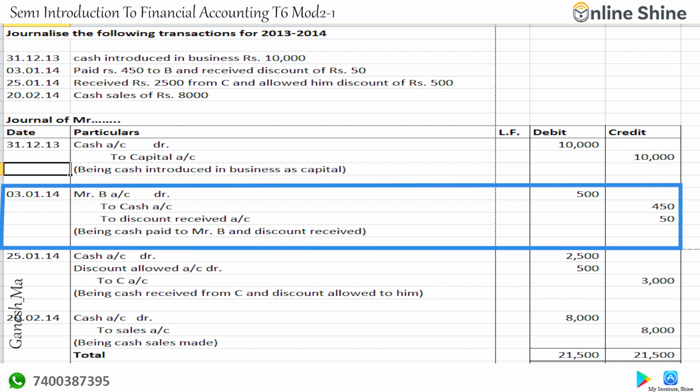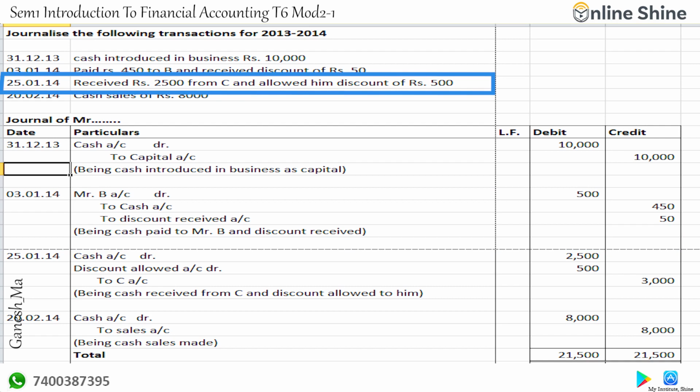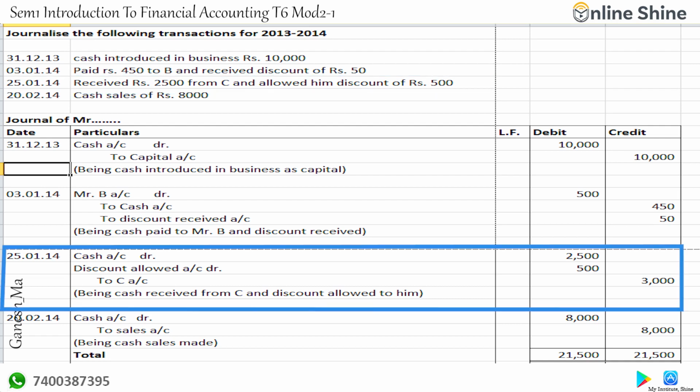See the third one again. Received rupees 2,500 from Mr. C. Now I have received the cash. From whom? From Mr. C. C is the giver. And I allowed him a discount of rupees 500. Now how much cash have I received? 2,500. So what has come in? Cash. So cash account debit 2,500. Now I have allowed him the discount. Now discount allowed is my expense.